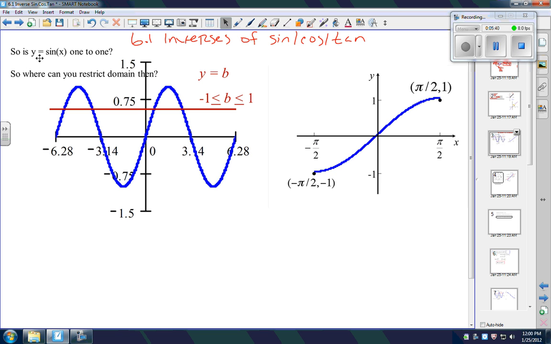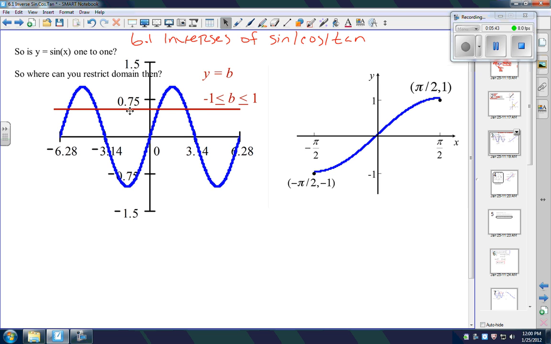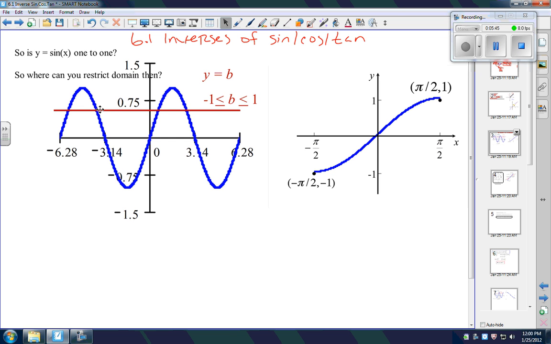But the problem is the sine is not a 1-to-1 function because this horizontal line right here clearly hits a couple places. So what we have to do is restrict it. We can make the sine a 1-to-1 function if we chop it up here and here to give us this picture right here. If we only go from -π/2 to +π/2, this will pass the horizontal line test and the vertical line test, so it's a 1-to-1 function. So we're only looking at sines from there to there.